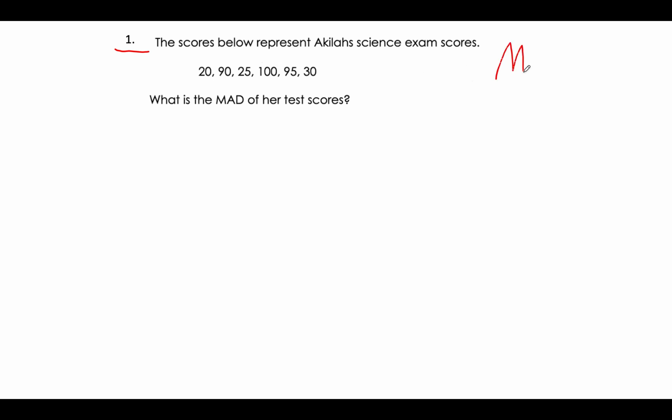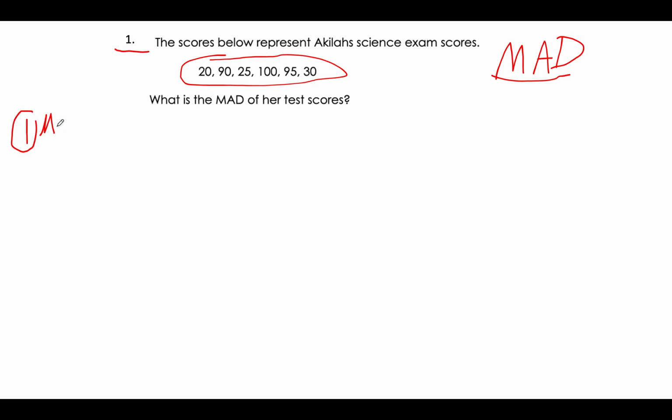Today we're looking at MAD, which is short for mean absolute deviation, and MAD tells us how far various numbers in our data set are from the mean. So we have three steps here. The first step is we need to calculate the mean.